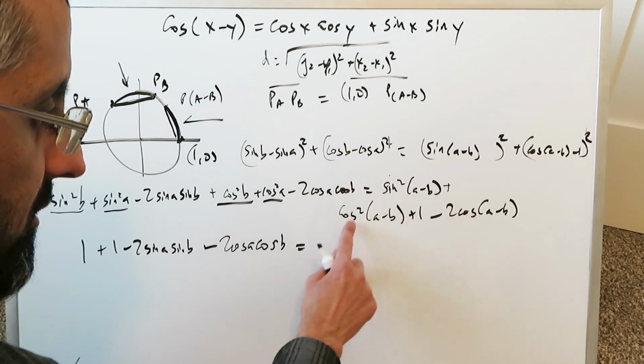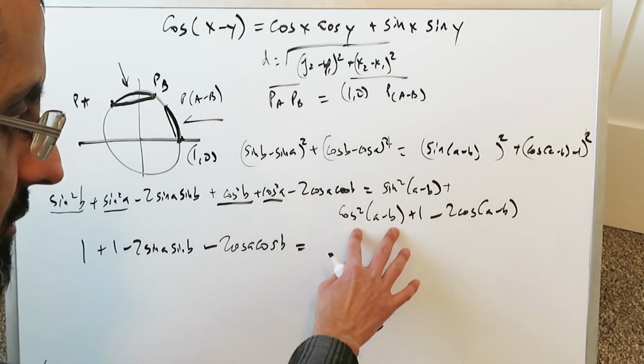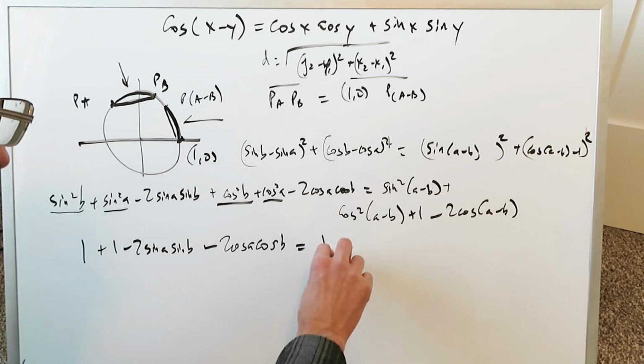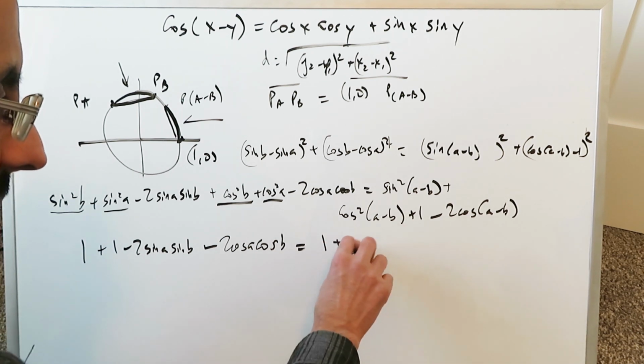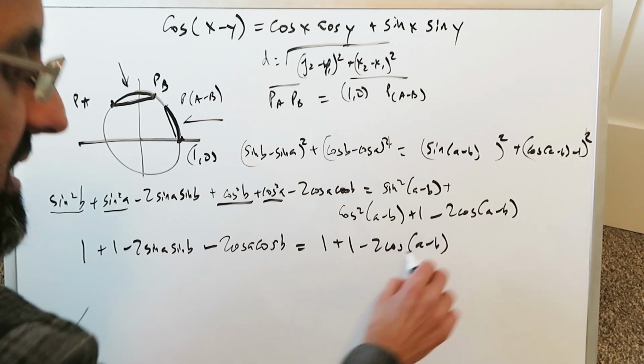Sine squared theta, cosine squared theta. Here theta is A minus B. That doesn't matter. Sine squared theta plus cosine squared theta, that's a 1. We have that 1. Then we have another 1. Then we have this minus 2 cosine A minus B.